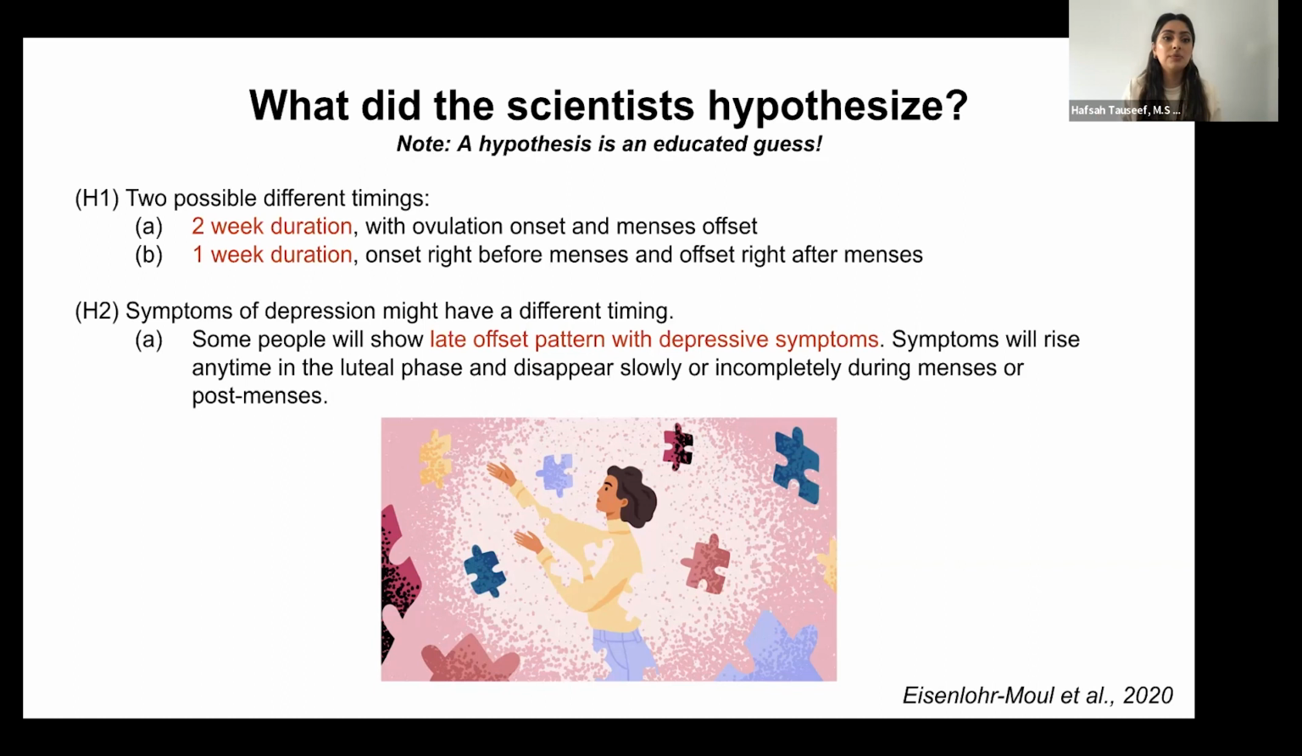Second, there would be another timing, which would be a 1-week duration, which would start right before menses and end at menses. The final hypothesis was that symptoms of depression may have different timelines. So what we expected to see was that they would have their onset anywhere in the luteal phase, but they would take a lot longer to disappear once menses had started. So those were the 3 hypotheses.